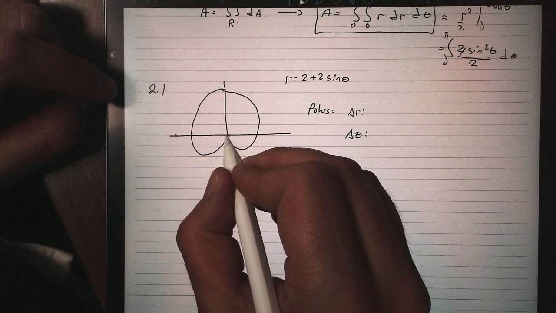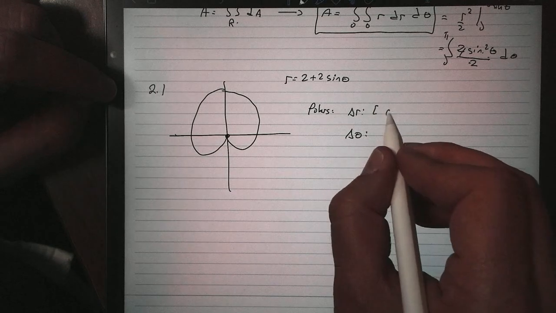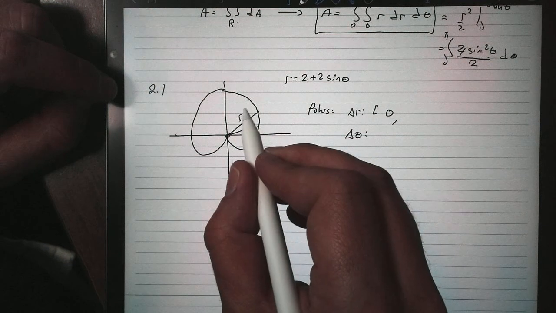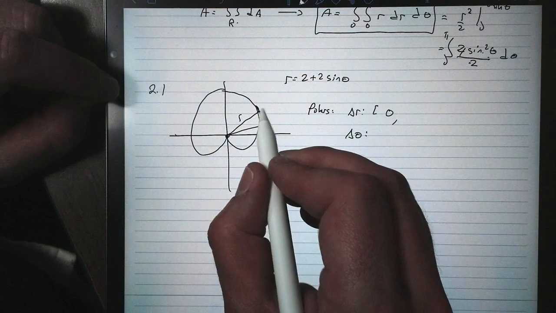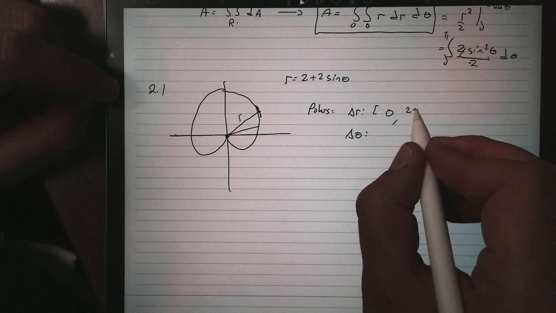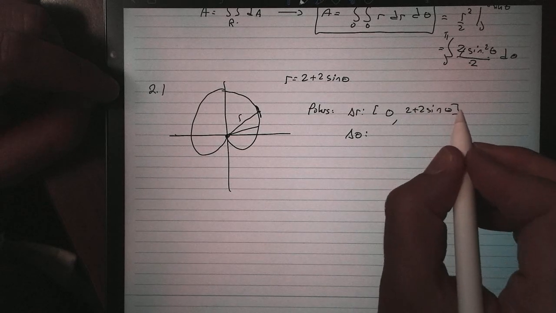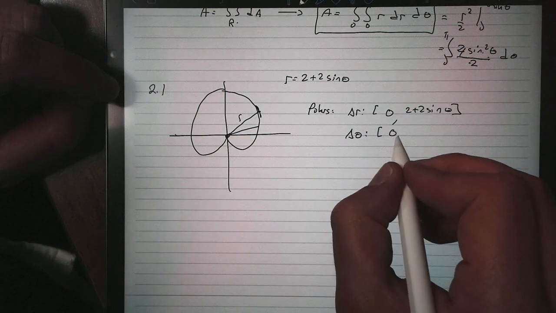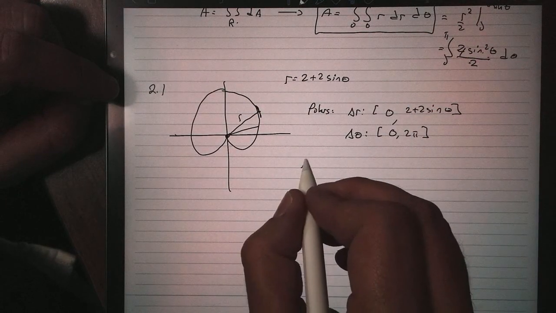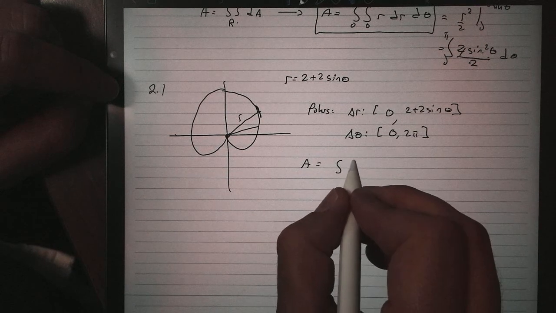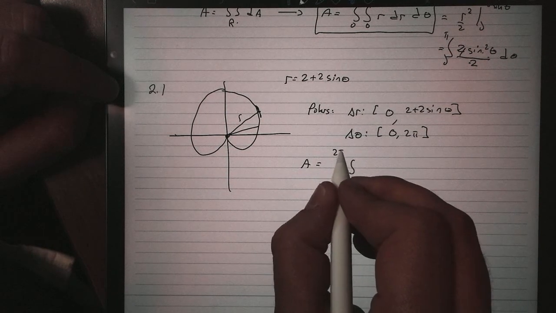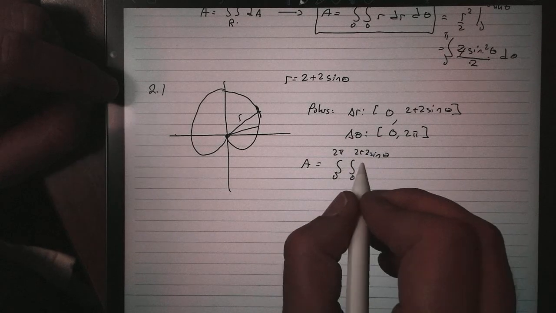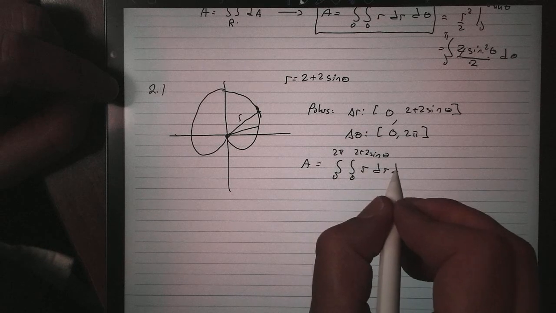Well, for the change in radius, starting at the pole, the minimum is going to be 0. And the maximum is the shape itself, which is 2 plus 2 sine of theta. Now the angle for our cardioids goes from 0 to 2 pi. So I can write my area, my double integral, from 0 to 2 pi, 0 to 2 plus 2 sine of theta, and this is going to become r dr d theta.